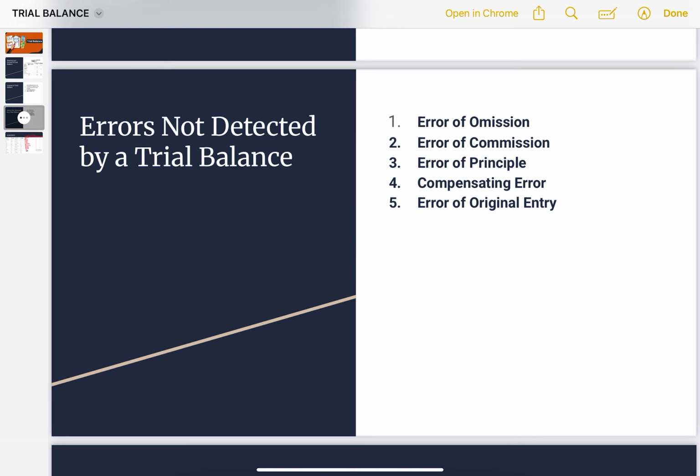Fifthly, error of original entry. In this case, a wrong amount is entered in both debit and credit. For example, if we have purchased goods worth rupees 9,000 but we have recorded it as 6,000. So here the amount is recorded incorrectly on both sides, the debit side as well as the credit side. Trial balance will still tally.